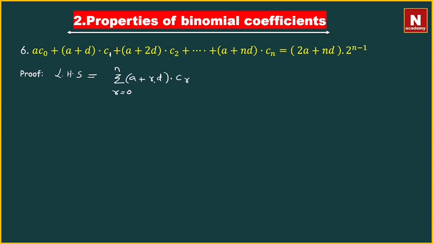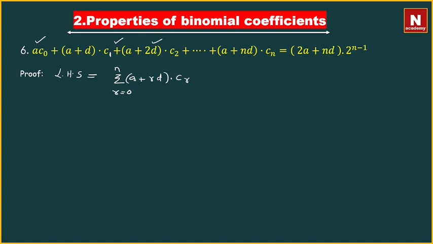Short form. Total LHS part we can write like this. When you substitute R equals 0, you will get the first term. If you write R equal to 1, A plus D into C1, you will get the second one. When you substitute R equals 2, you will get A plus 2D into C2, the third term. And so on. If you write R equals n, this will be A plus ND into Cn. So the LHS part we can express in terms of sigma.